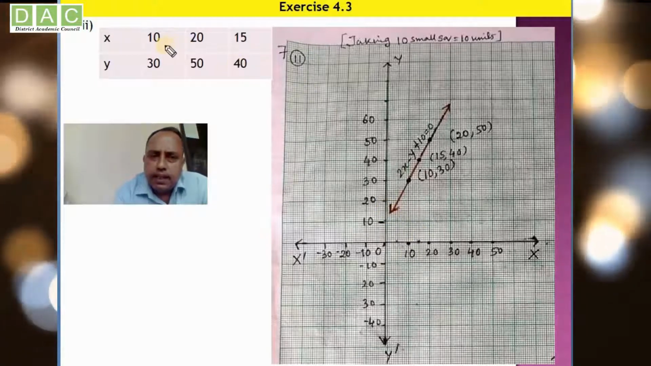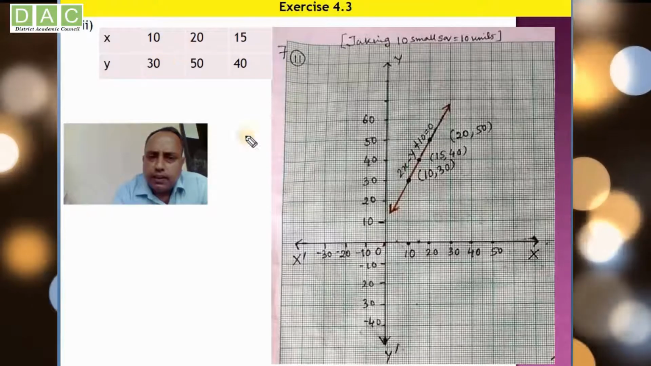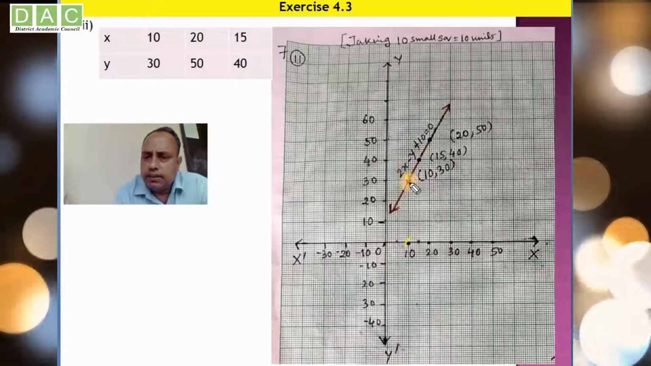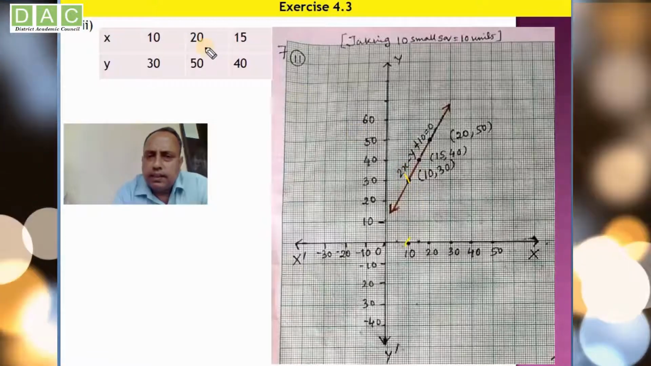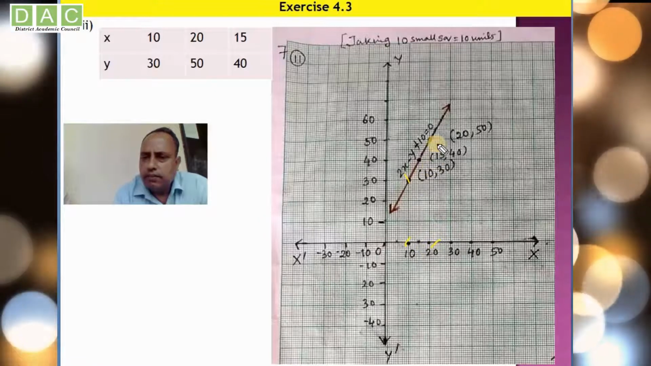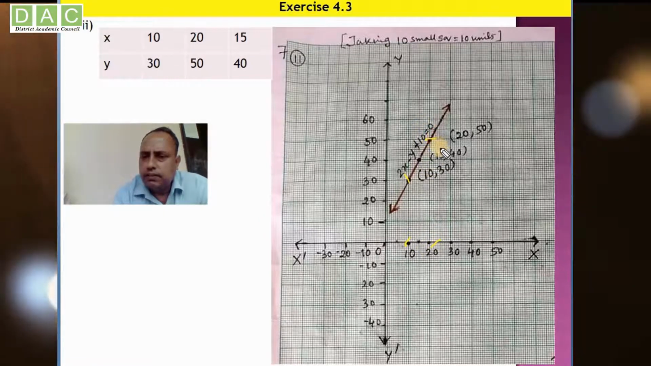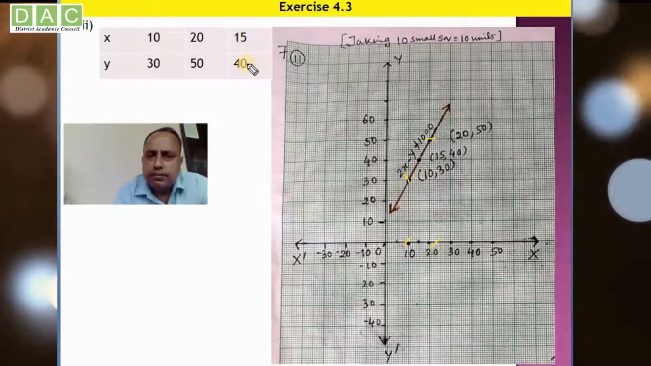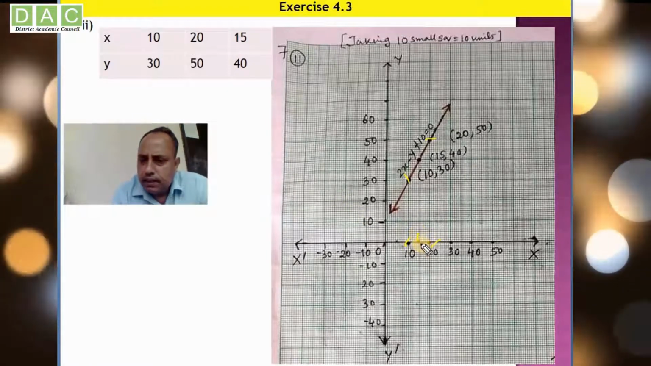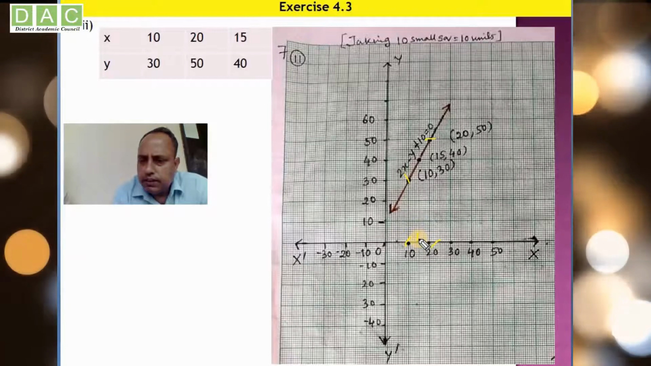Now x is 10 and y is 30. This is our first point. Next one is x is 20 and y is 50, you see 50. Next, x is 15 and y is 40. 15 means between 10 and 20, this one is 15.